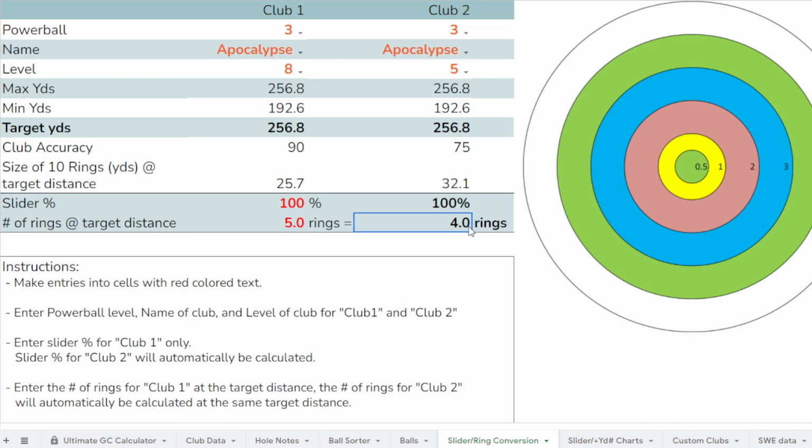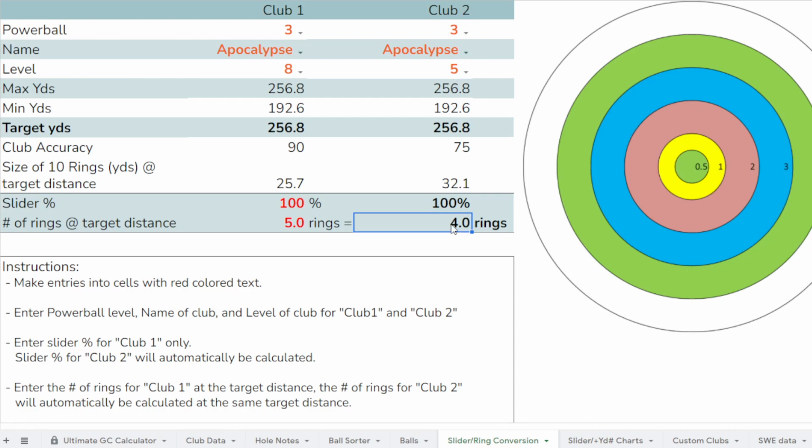So how can this be useful? There are 3 instances where you can utilize this calculator. One obvious one is when you're using a guide, and the guide is providing you with a setup for a specific club like an APOC 8. They're saying to set out 5 rings white on the edge of the rough. Well, this calculator will tell you what the equivalent ring size would be. In this case, an APOC 5 is 4 rings.